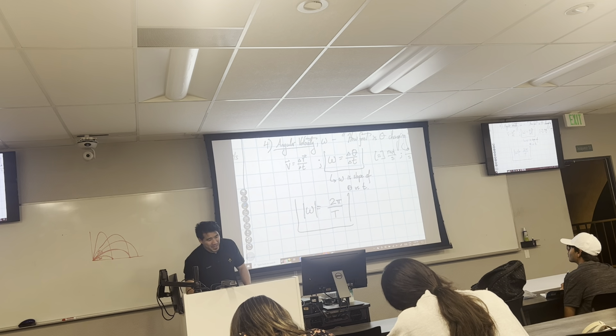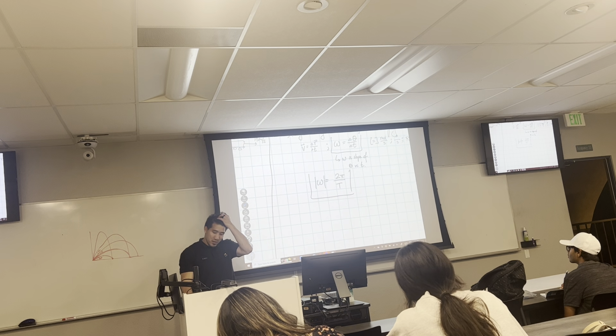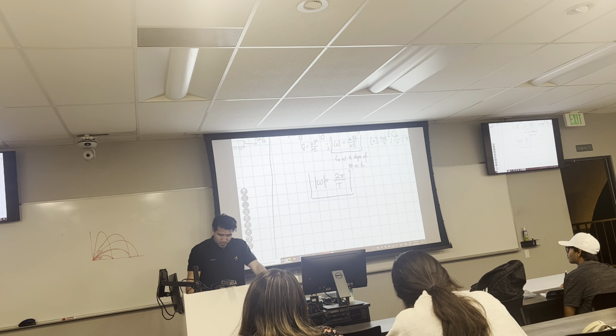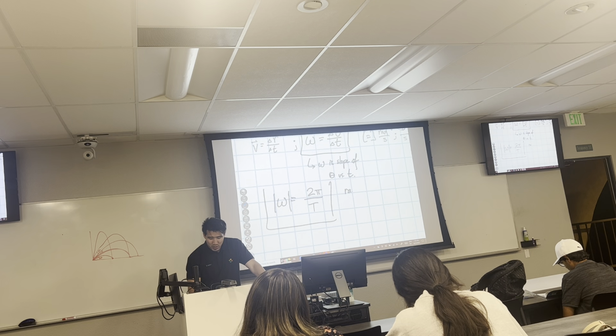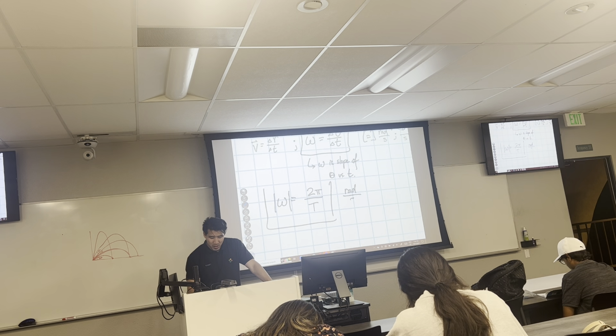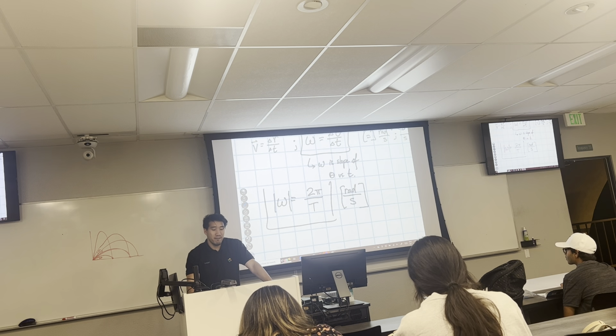The speed has an additional radius component. But you can see here the units of 2 pi is radians, time is seconds, so that would be the units associated with omega.